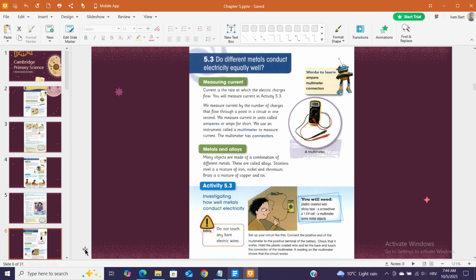The multimeter has connectors. Metals and alloys. Many objects are made of a combination of different metals. These are called alloys.